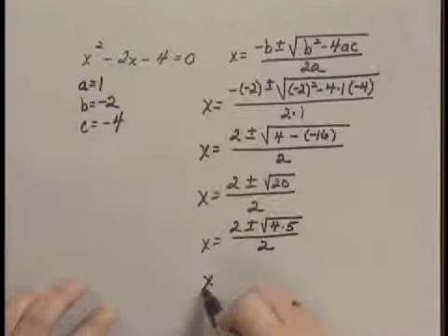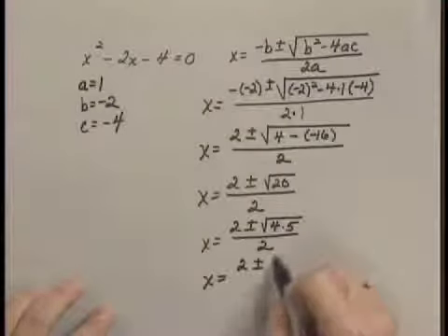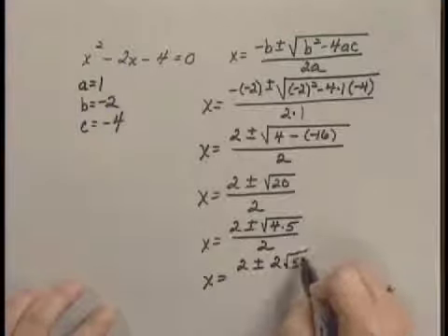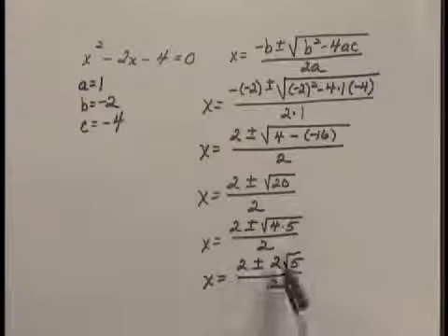And then I have that x equals 2 plus or minus the square root of 4, which is 2, times the square root of 5, all divided by 2. Now I'm almost finished. Since I can factor a 2 out of each term in the numerator, I'll be able to simplify just a little further.